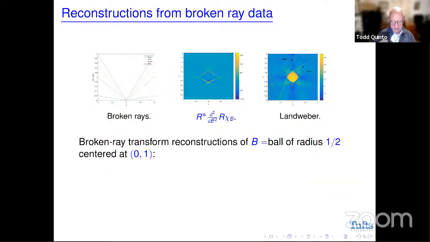Okay. Here are some examples. Here are the broken rays. I take the characteristic function of a ball. The ball is sitting here.